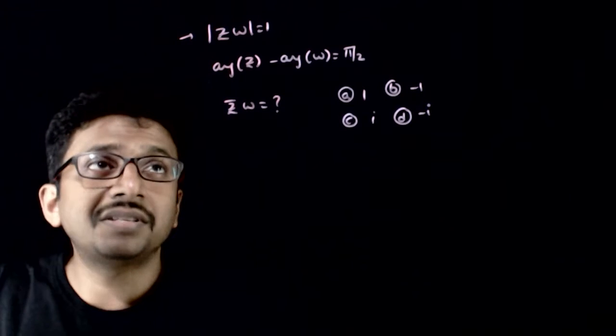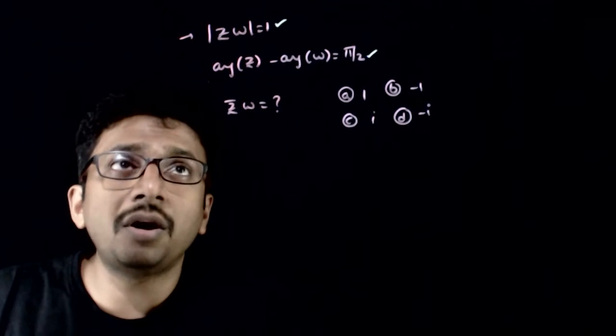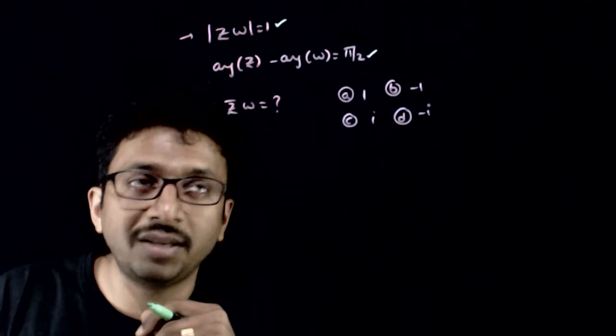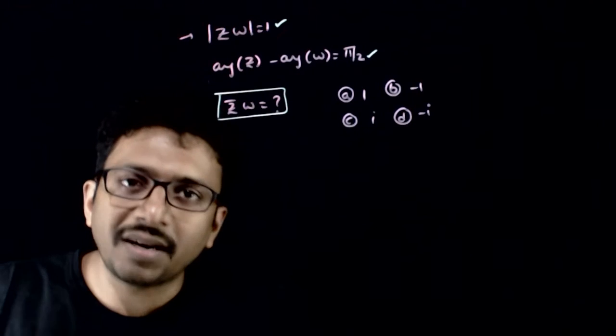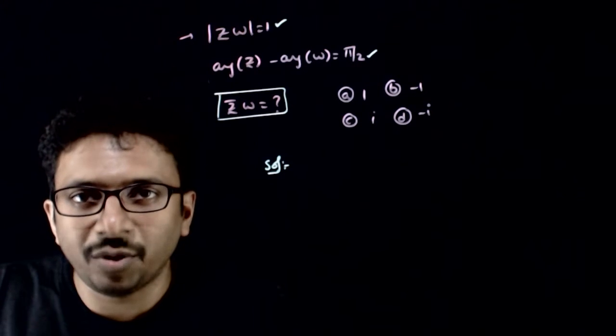So welcome students. In this question, you're given two pieces of information about z and omega: that mod of z omega is equal to 1, and argument of z minus argument of omega is equal to pi by 2. If that is so, what is z bar into omega? That's the question. So what is z bar into omega?